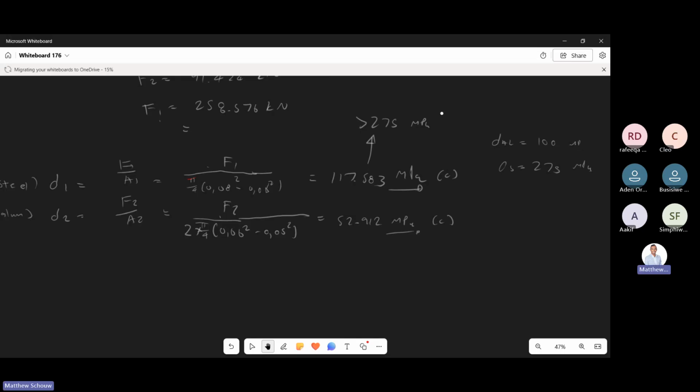Yes, sir. So what I'm saying is, when you buy the material, it'll tell you, okay, this thing can handle 100 MPa for the aluminium, and the steel can only handle 275, as an example. So with our current loading condition, we are well below that. Can you see that? We are 117 and 52.